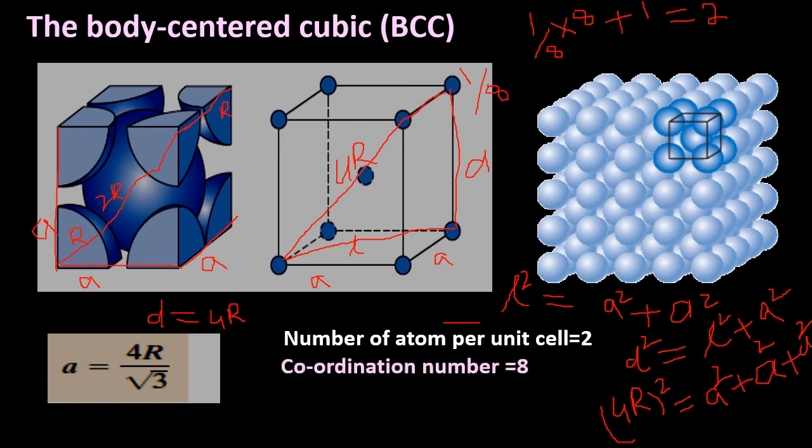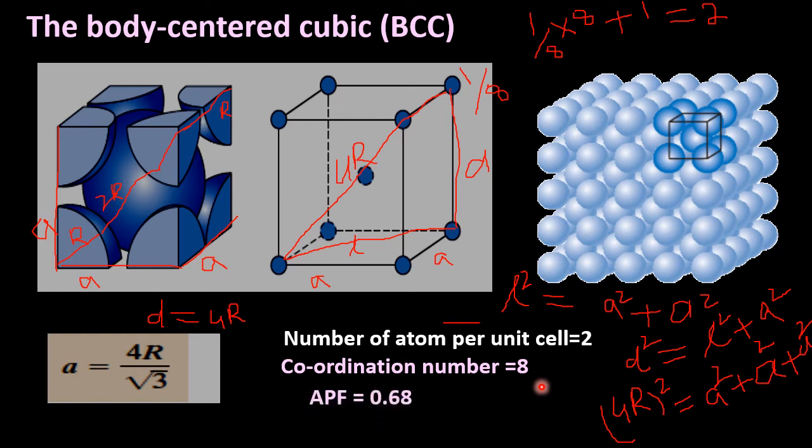Now another important parameter for this one is the coordination number. Here you can see that the coordination number for this body centered cubic crystal structure is 8. How is it 8? If we take this body centered atom, it has 8 nearest neighbor atoms at its corners. This one is a neighbor, this one is a neighbor, and so on. So the total number of nearest neighbor atoms is equal to 8, so its coordination number is 8.